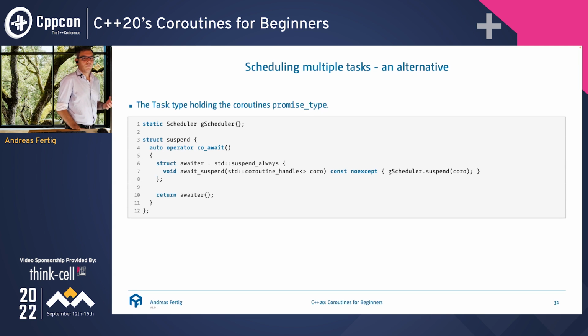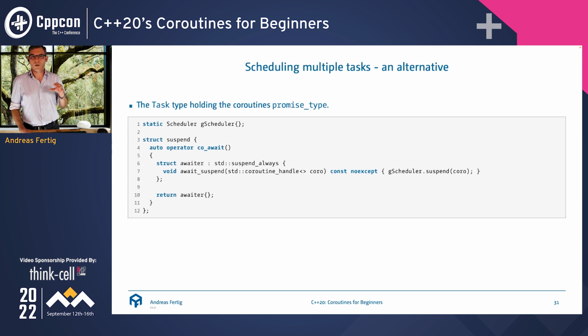And then finally, I have in line number 1 a global object of static storage duration called scheduler, gscheduler, and my struct suspend in line number 3 to 12. And that one implements a new operator, the co_await operator. So there's not only the keyword co_await, we can also have a corresponding operator. And once I call co_await with a type, the compiler also checks whether this type comes with a co_await operator. So this is how we reach inside that.